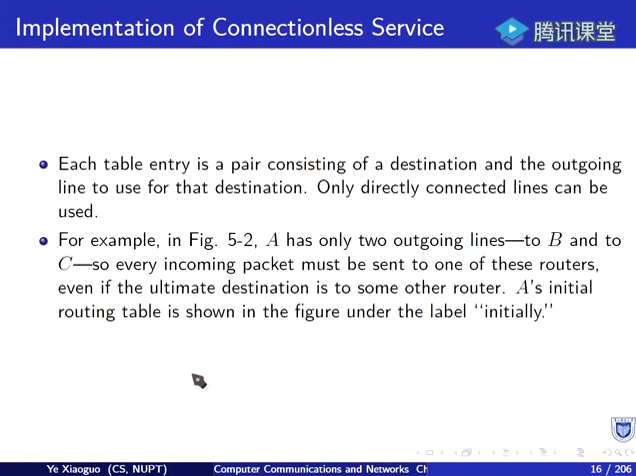So A has only two outgoing lines, to B and to C. So every incoming packet must be sent to one of these routers, even if the ultimate destination is some other router. A's initial routing table is shown in the figure under the label initially.